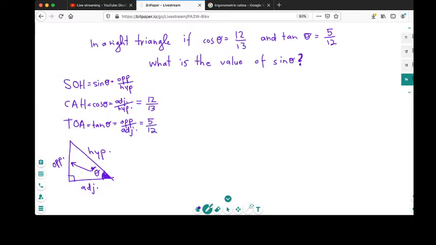Well, let's break this down even further. What is really important to note? Well, that the numerator and the denominator of these fractions actually tell us the side lengths of the triangle. Because if we think about it, cos of theta is equal to 12 over 13, right? Well, what's another way of saying cos of theta? Well, we know that cos of theta is equal to adjacent over hypotenuse.